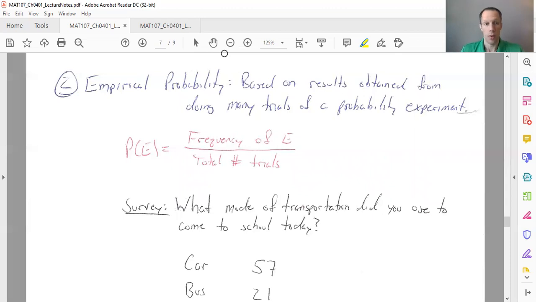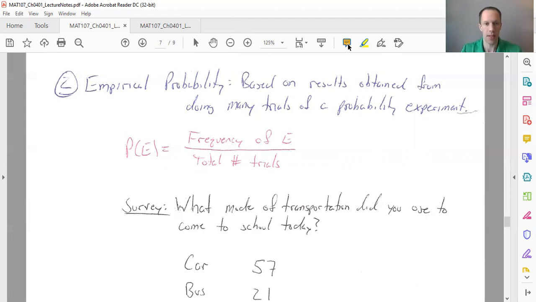Now, you can use empirical probability analysis anytime. There's no restriction that the outcomes in the sample space have to have the same chance of occurring, like it was for classical probability. Now, what you do in an empirical probability analysis is you do the experiment many times.